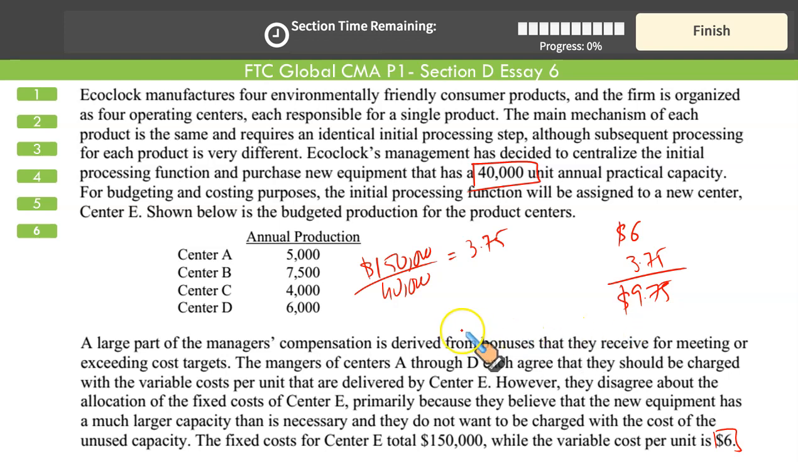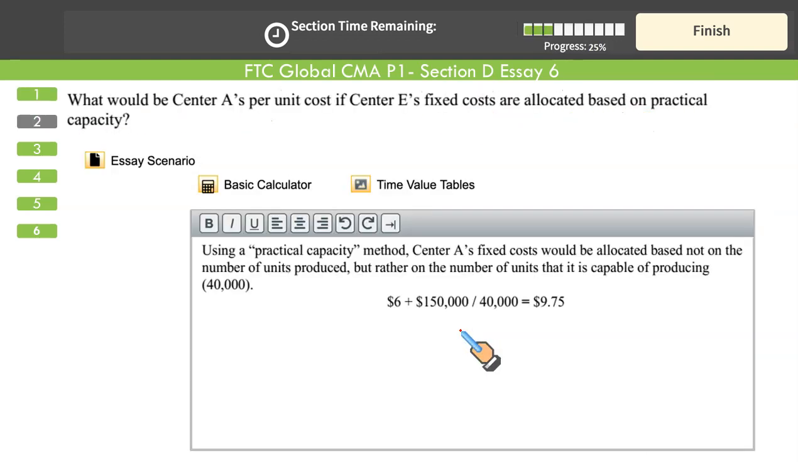9.75. Let's go and see the result. Simple, 9.75. You just need to show the working. I don't think so. This text is needed. Just the computation and you're good to go.